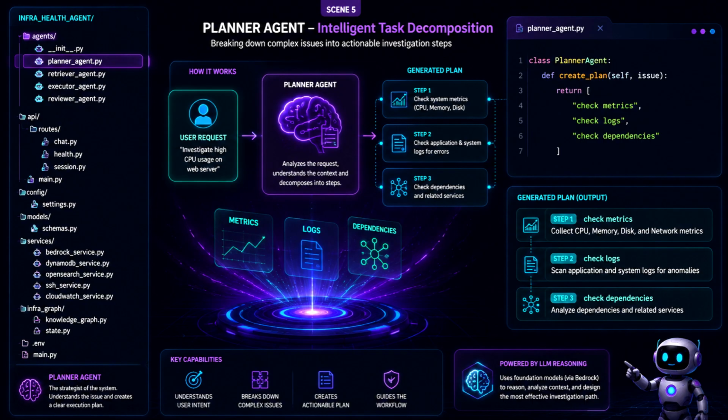The planner agent is responsible for transforming vague human intent into structured execution steps. Users rarely provide fully detailed instructions. Instead, they ask questions like, "Why is my application slow?" or "Investigate this EC2 CPU spike." The planner interprets these requests and decomposes them into actionable steps. For example, CPU investigation may require collecting metrics, checking processes, reviewing logs, validating dependencies, and correlating recent deployments. Planning transforms unstructured language into deterministic workflow steps. This reduces ambiguity for downstream agents and creates explainable reasoning chains.